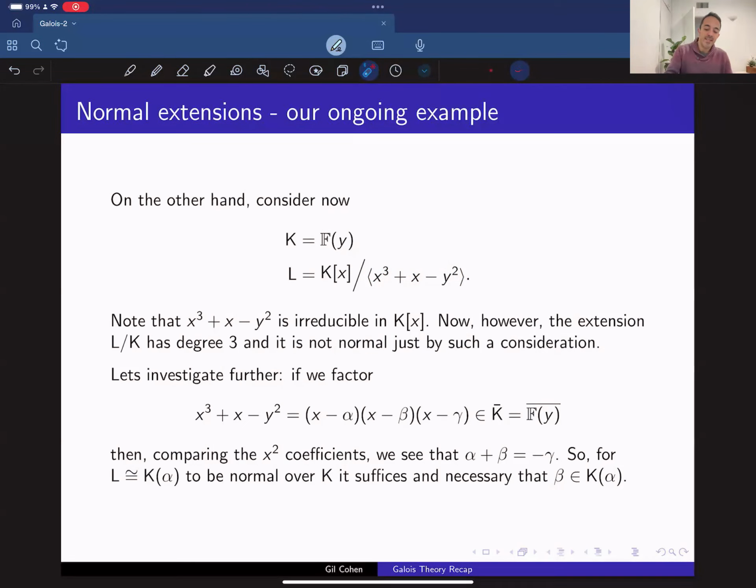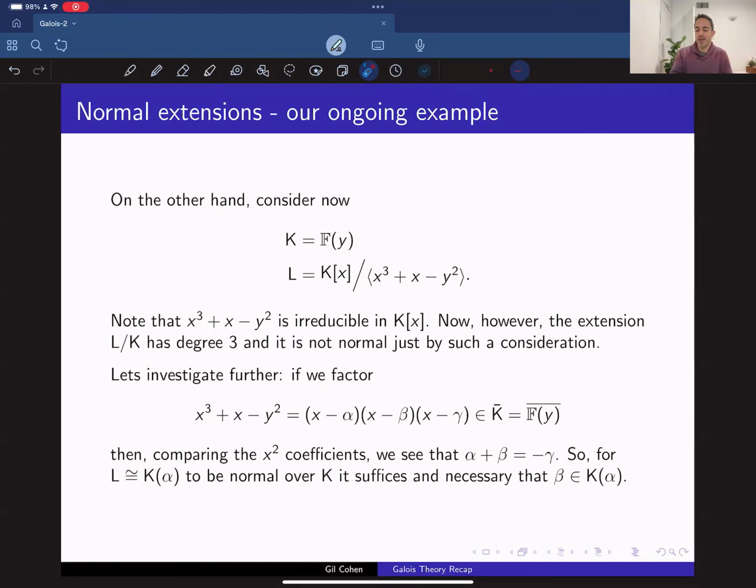Okay. So now, with these new K and L, this extension is of degree 3. And there are extensions of degree 3 which are not normal. What we are going to try to do in this example is figure out whether this extension is normal or not. So let's look at this polynomial that we are extending K by. If you factor it in the algebraic closure, you can write it as (x minus alpha)(x minus beta)(x minus gamma).